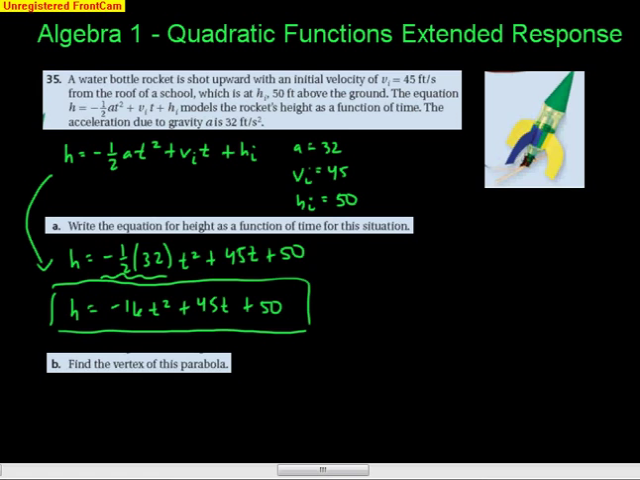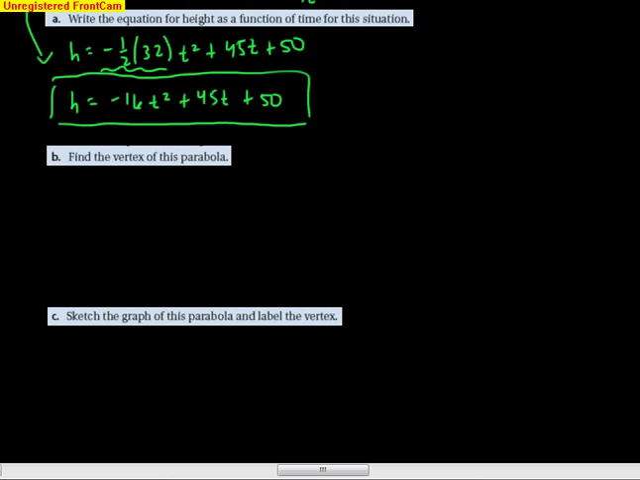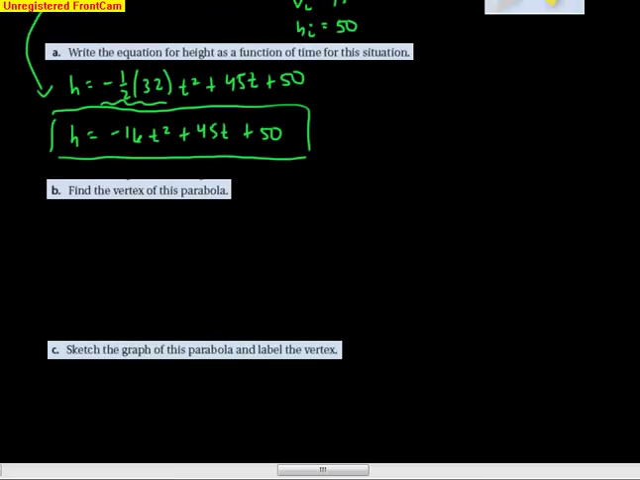Okay. So then what I'm going to do down here is find the vertex. This is a parabola because it is t squared. You can think of that as x squared. So again, maybe you want to write that down: y equals ax squared plus bx plus c. Again, y is just h and x is t. No big deal. So what is a? A is negative 16, b is 45, and c is 50. And I'm going to find my vertex.